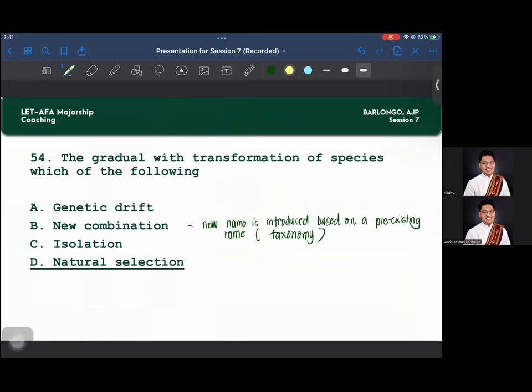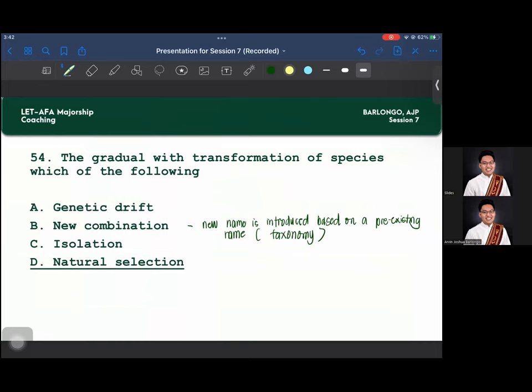Correct answer is natural selection. So this happens in us. Kung sino yung pinaka-fittest, yung survival of the fittest. So ayan, sila yung gradually na nagiging isang species. Ganun. So sa genetic drift happens when nagkakaroon ng mga external forces.